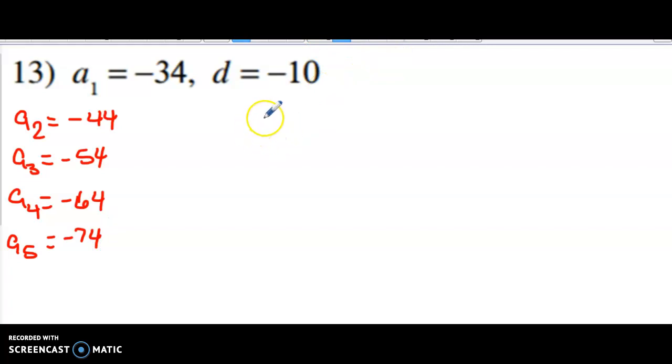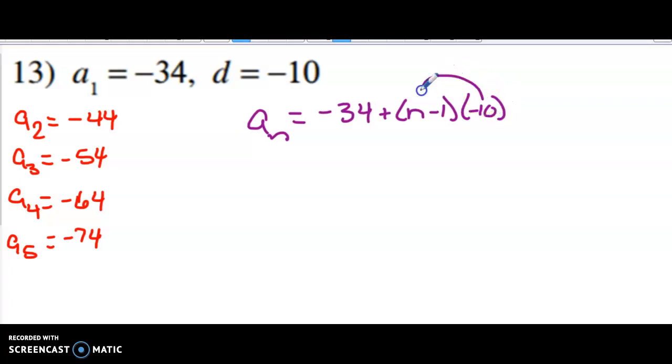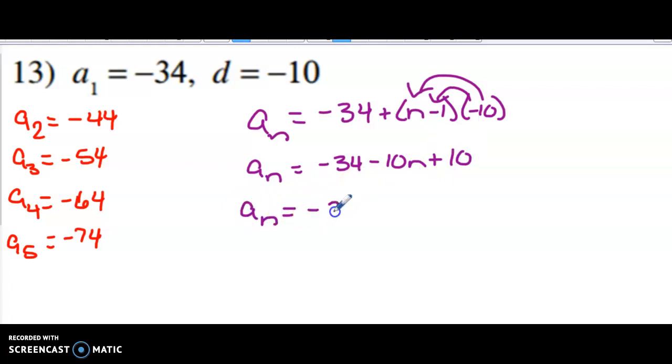Come back, plug it in our formula. A sub n is equal to A sub 1, negative 34, plus n minus 1 times a negative 10. Again, use your distributive property. A sub n is equal to a negative 34 minus 10n plus 10, and a negative 34 plus 10 is going to give me a negative 24 minus 10n.